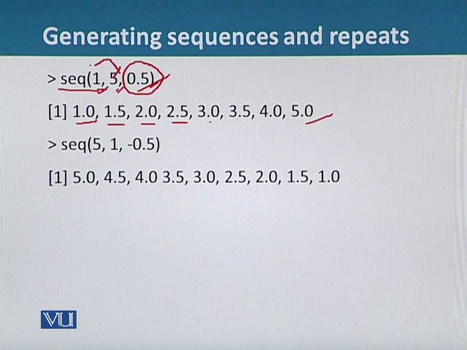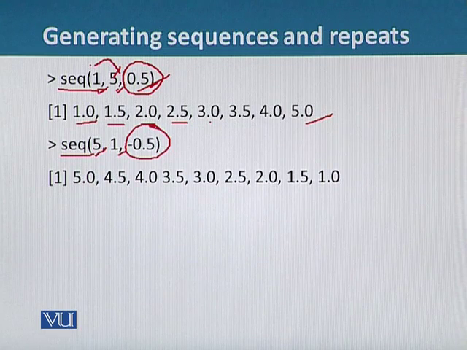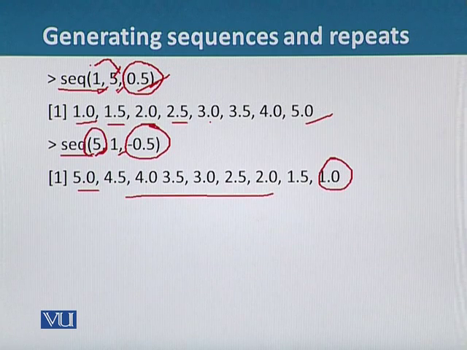The second command we can use for sequence is seq 5, 1, minus 0.5. It means it is starting from 5, the first argument. The second argument is where it is ending, which is 1. And the third argument is the increment or decrement. In this case there is a decrement. So our answer will be 5 because it's starting from 5 and ending at 1, and in between there is a decrement of minus 0.5.